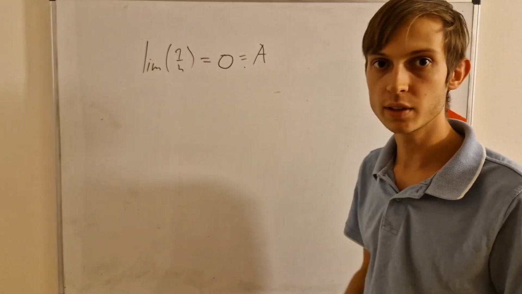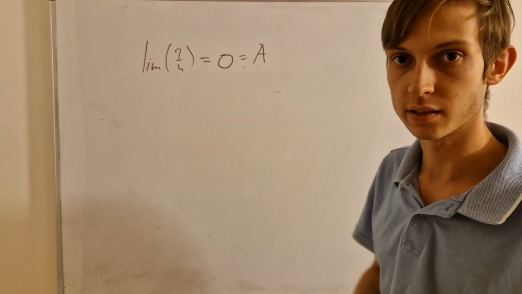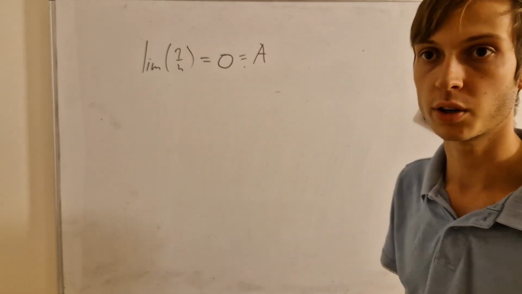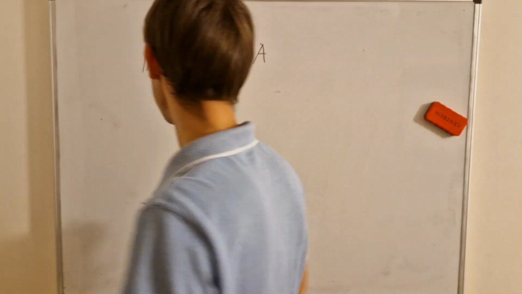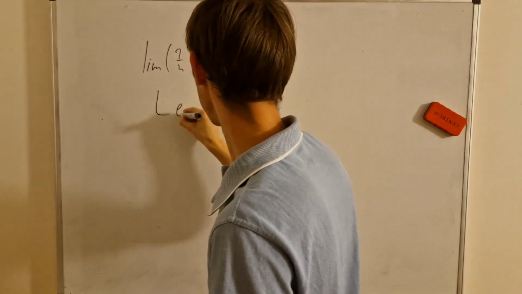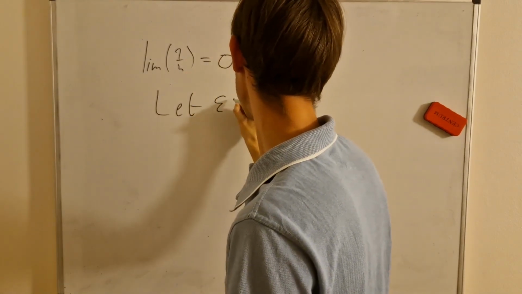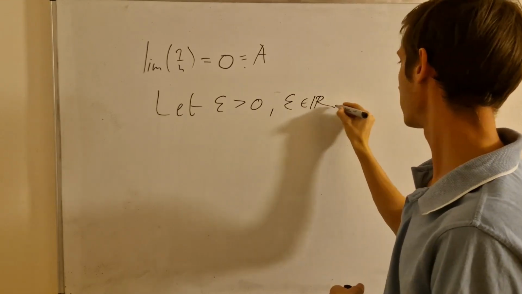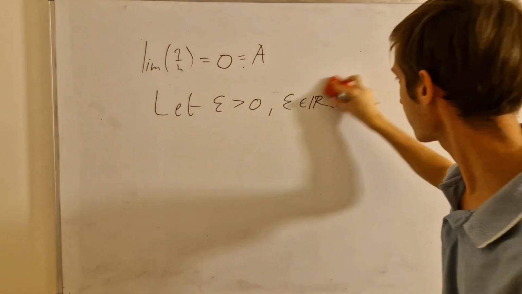Let's prove that the limit of the sequence as n goes to infinity is 0, and this is a sequence, so the inputs are whole positive numbers, in other words, natural numbers. So I'll take some positive epsilon, that's a positive real number epsilon.